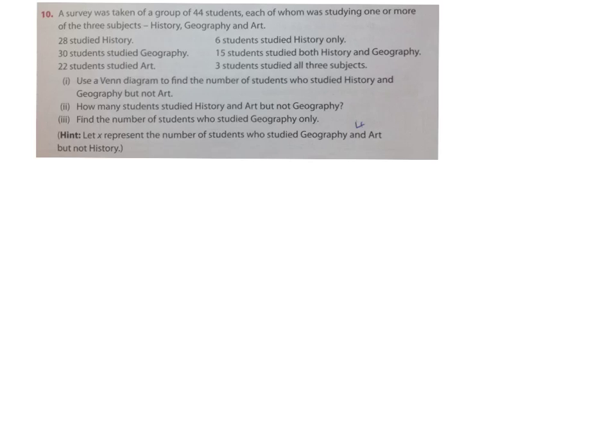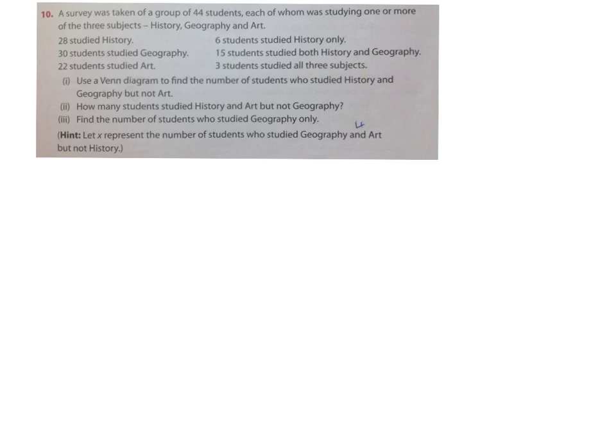Okay, so let's have a quick read. A survey was taken of a group of 44 students, each of whom was studying one or more of the three subjects: history, geography and art. 28 studied history, 30 studied geography, 22 students studied art, 6 studied history only, 15 studied both history and geography, 3 studied all three subjects.